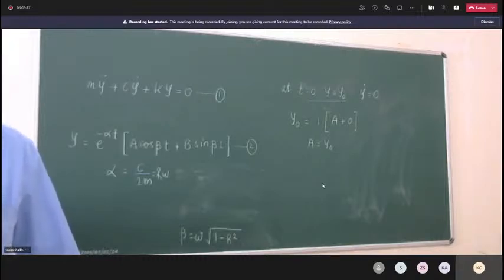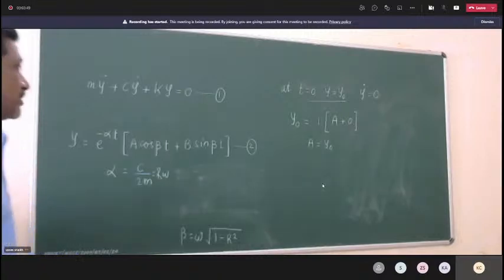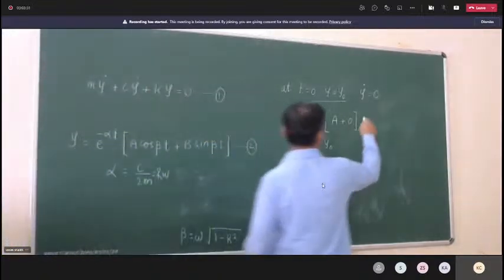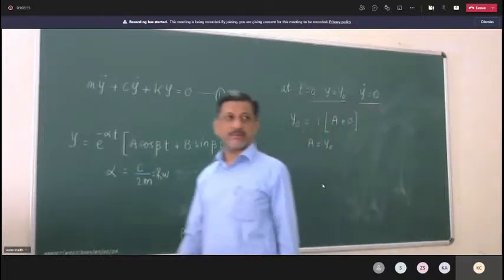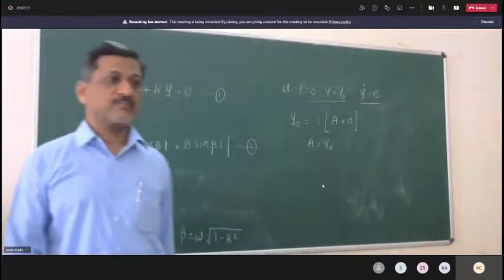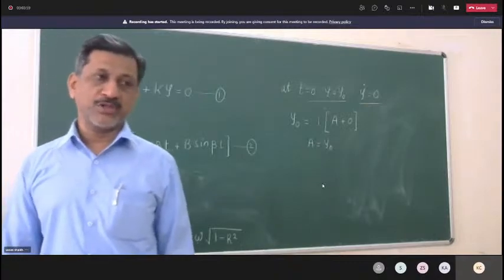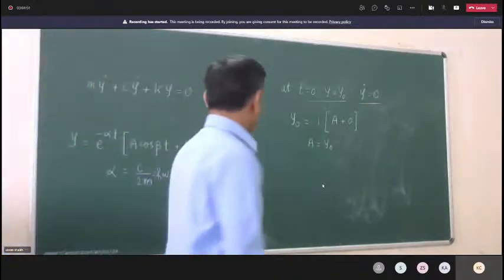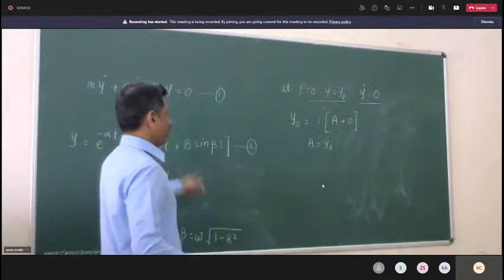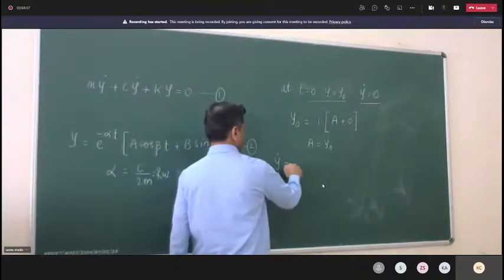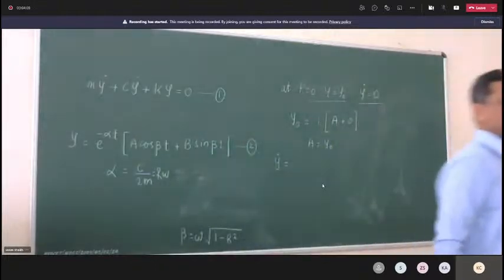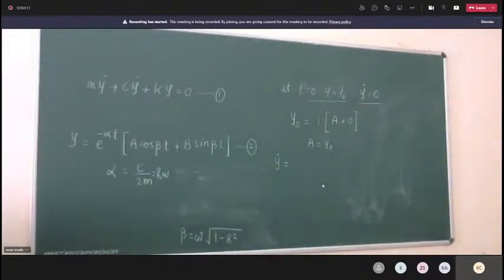Now let us substitute the second initial condition. At t equal to 0, y dot is 0. Where will you substitute this? First of all, you have to derive the equation of y dot. So take the derivative of equation 2, derive it, and then you can substitute the second condition.